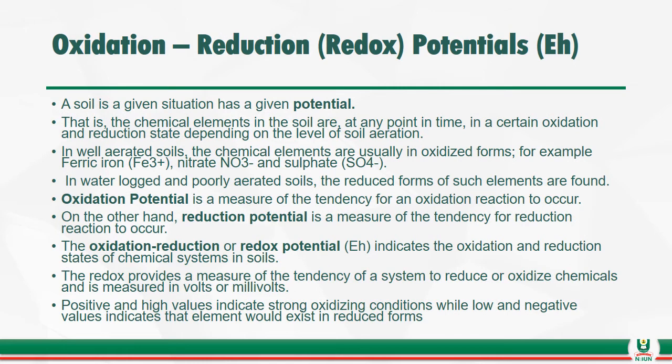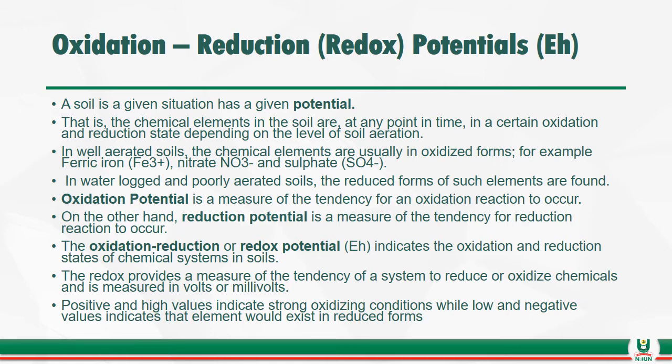Oxidation reduction potentials. A soil in a given situation has a given potential. That is, the chemical elements in the soil are at any point in time in a certain oxidation and reduction state, depending on the level of soil aeration. In well aerated soil, the chemical elements are usually in oxidized form. For example, we have ferric iron, nitrate, and sulfate. In waterlogged and poorly aerated soils, the reduced forms of such elements are found.